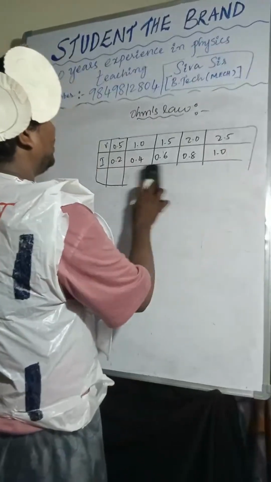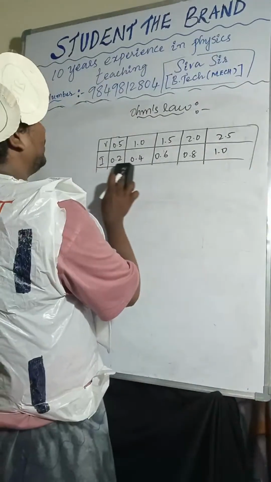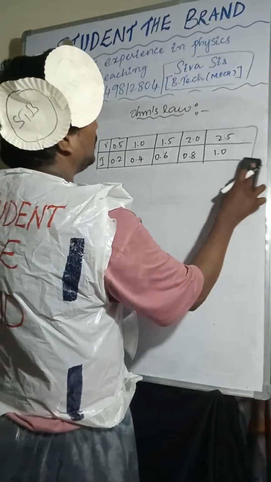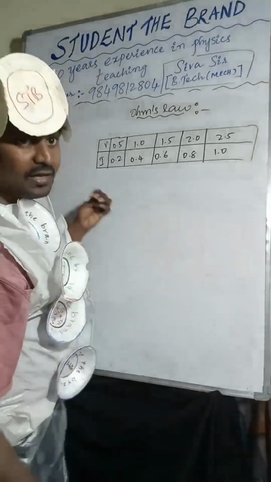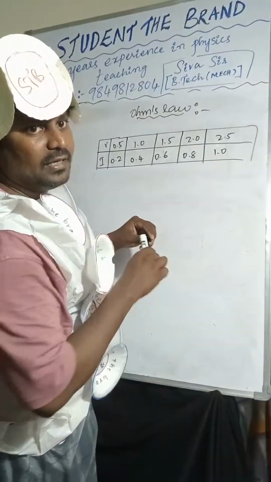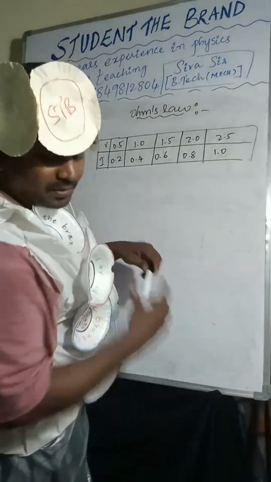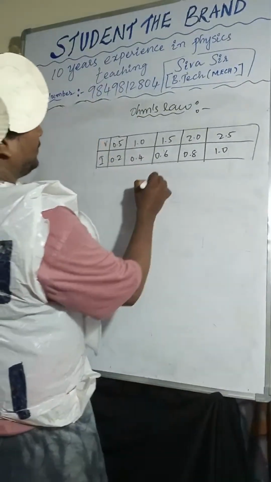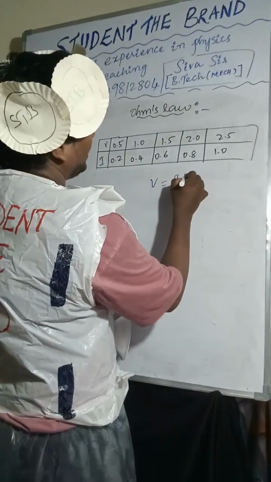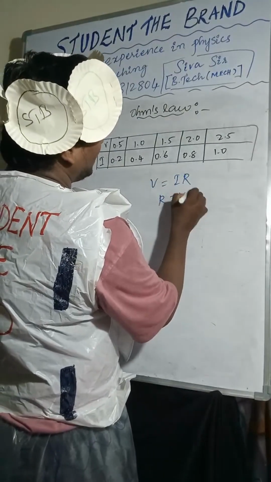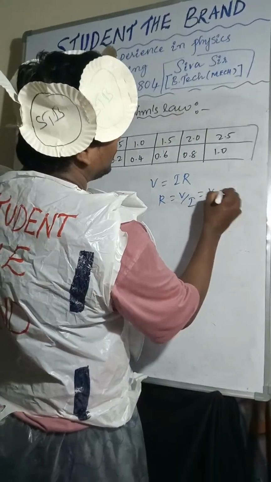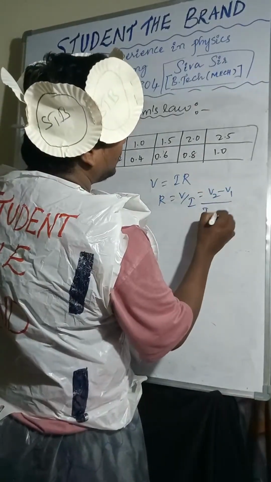So the R value is V2 minus V1. R is normally the slope. Slope you are considering. Here you can see V equal to IR, so R equal to V by I. That is V2 minus V1 by I2 minus I1.